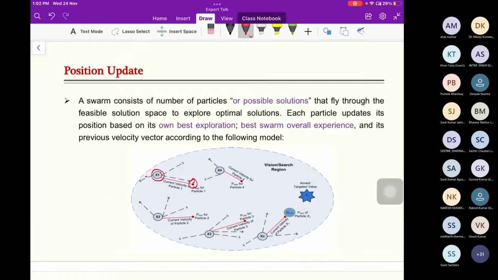For each particle, this position is the p best, the particle best value. This one is the particle 4 best value, this one is the particle 2 best value, this one is the particle 3 best value. This one is also the particle n best value, but it is best compared to the others. So that's why we call it G best. G best means the global best value. This is conveyed to the other particles as a message: this particle has the best location. So every particle moves in this direction.